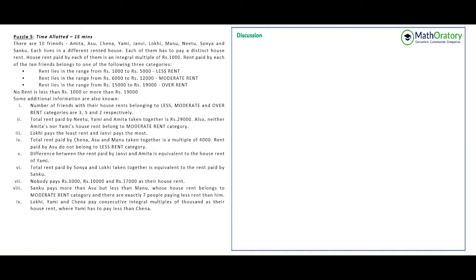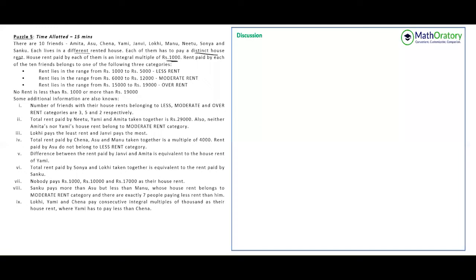Now each lives in a different rented house. So this is important. Everybody is living in a different rented house. Each of them has to pay a distinct house rent. This might be actually more important than different rented house. So let's continue reading this. House rent paid by each of them is an integral multiple of 1000. So that's great. We can ignore the thousands completely while taking the information. We can just write the beginning part. So whatever 1000 it is.